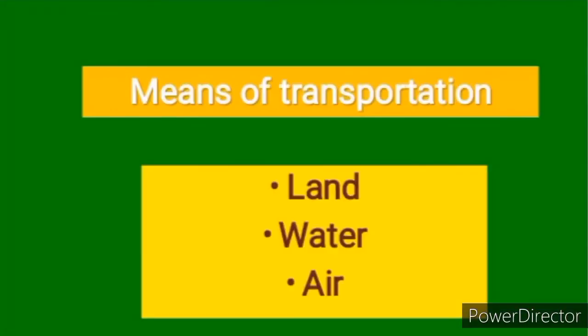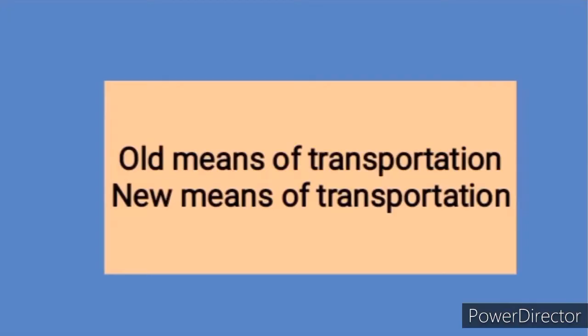Okay, so now let's look at the different means of transportation. We have transportation by land, transportation by water, and transportation by air. These are the various means of transportation that we have. And also there was a mode, or a way people and goods were moved in time past. We call that the old means of transportation. And then we have some new ways that people are moved from one place to the other. We call that the new or the modern means of transportation.